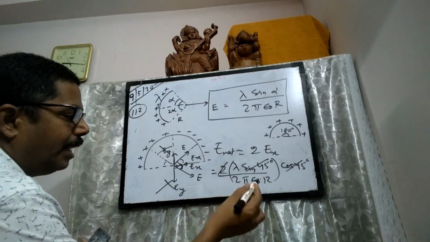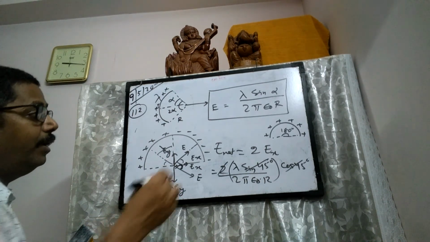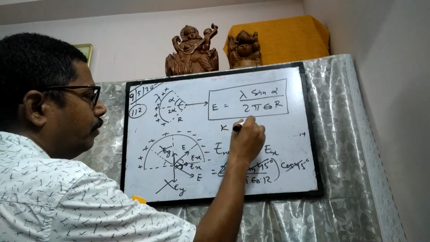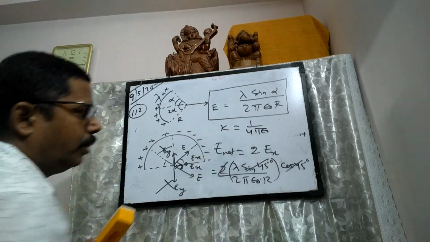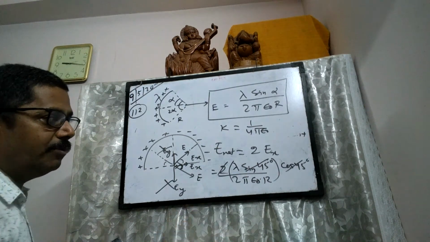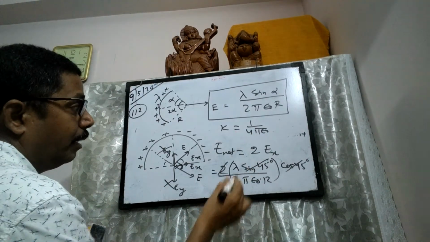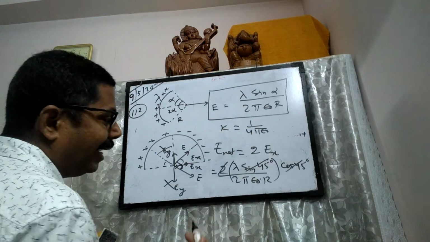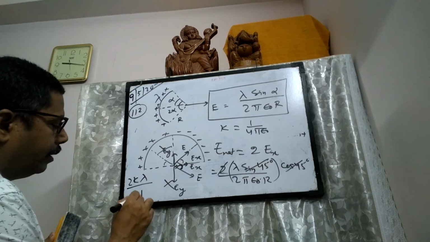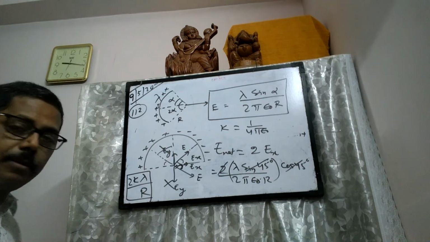Okay. So ultimately you are getting lambda by 2 pi epsilon naught r, but it is given in terms of k, where k is 1 by 4 pi epsilon naught. So if you transform it in terms of k, then you can write the answer as you multiply by k. If you multiply by k here, then it will be 2k lambda by r. Okay, 2k lambda by r. This is the answer. Okay.